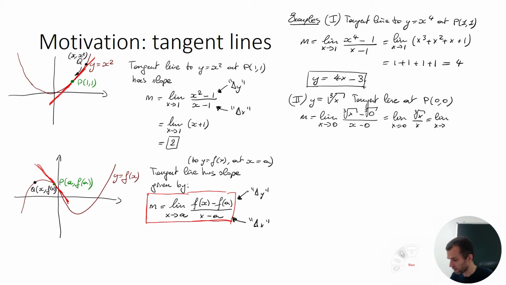And then if you remember the rules of the powers, you can write this as 1 over x to the power 2/3. So here, if you let x get smaller and smaller, what you will find is that 1 over x becomes larger and larger. So this limit becomes plus infinity. And so what does that mean? Well, this means that the slope does not exist. In other words, the tangent line is vertical.